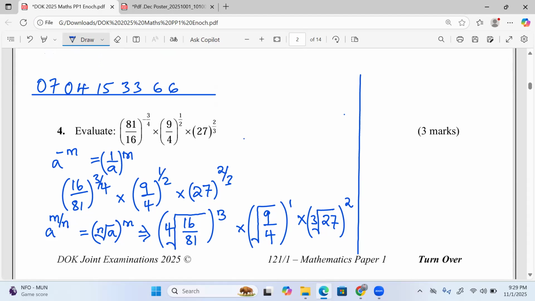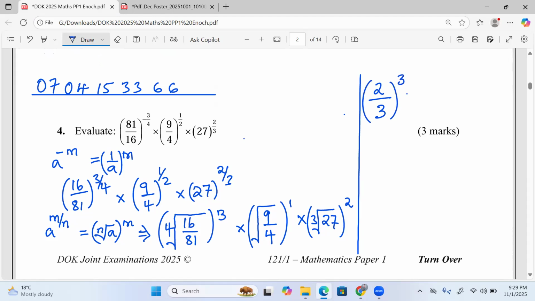And in the first case, the fourth root of 16 is 2. 4 shift power 16, that's a 2. Then the fourth root of 81 is 3.